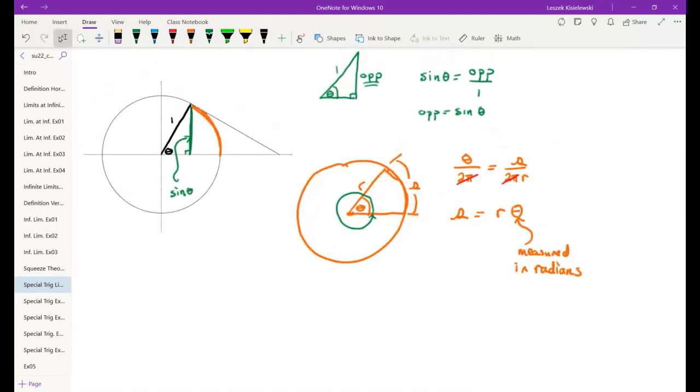So since we have a unit circle where r is 1, that length here is simply theta. So the length of the orange part of the circumference is theta itself.